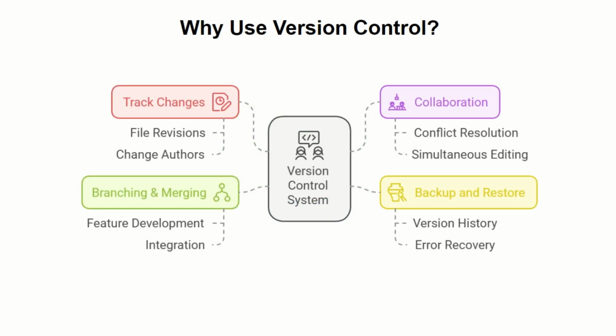So, why do we need version control? To track changes, like monitoring file revisions, who made changes and when. Multiple people can work on the same project without conflict. Revert to a previous version if something goes wrong, and work on different features independently and merge them later. So, this is why we need version control.